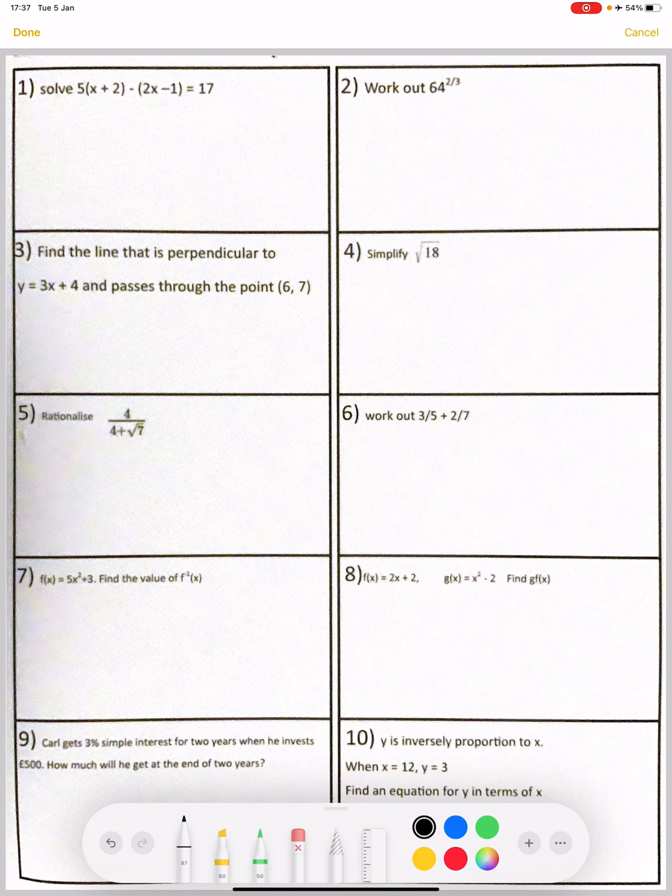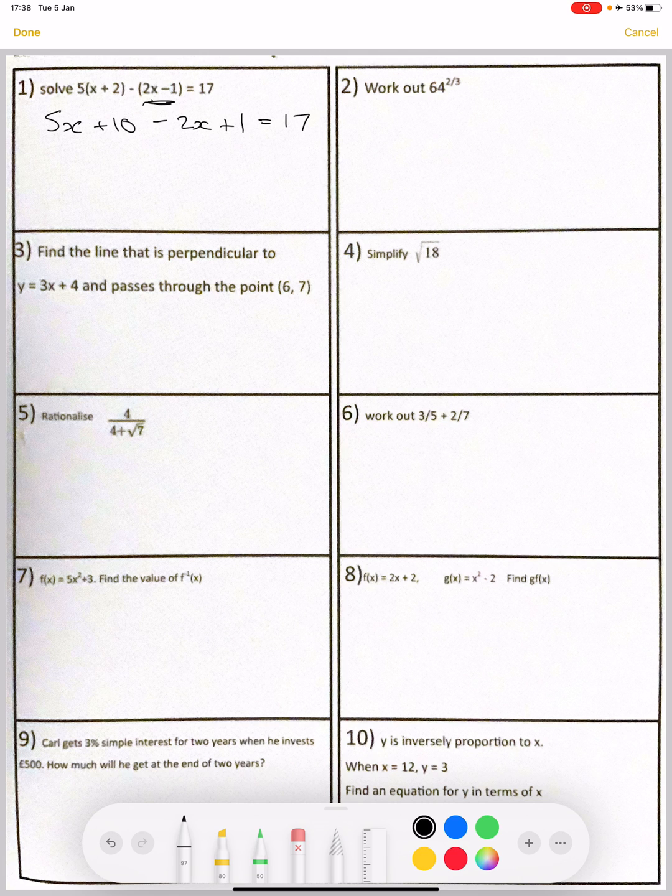So for question 1, solve 5 in brackets x plus 2, take away 2x minus 1 equals 17. So first of all, we need to expand the brackets. So this becomes 5x plus 10, take away 2x plus 1 equals 17. And that's because you're subtracting minus 1. You're taking away everything that's in these brackets, not just the 2x.